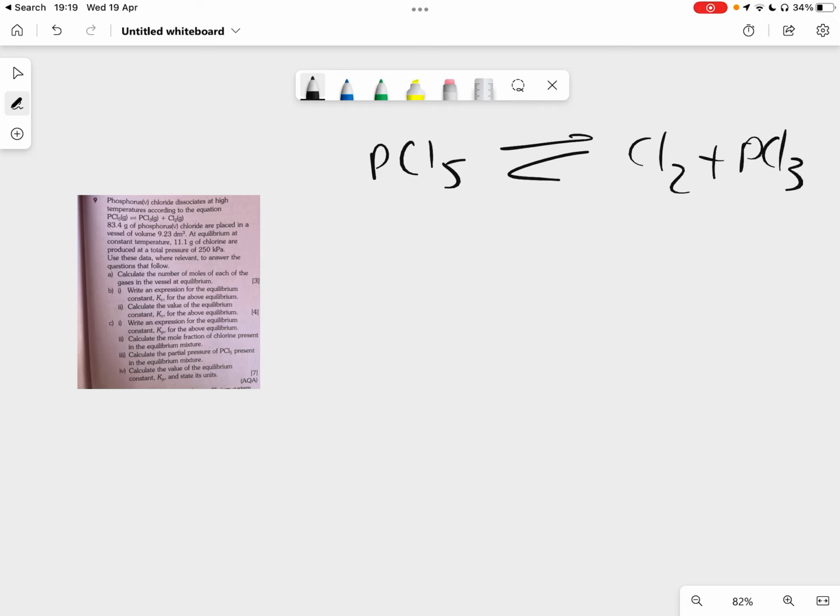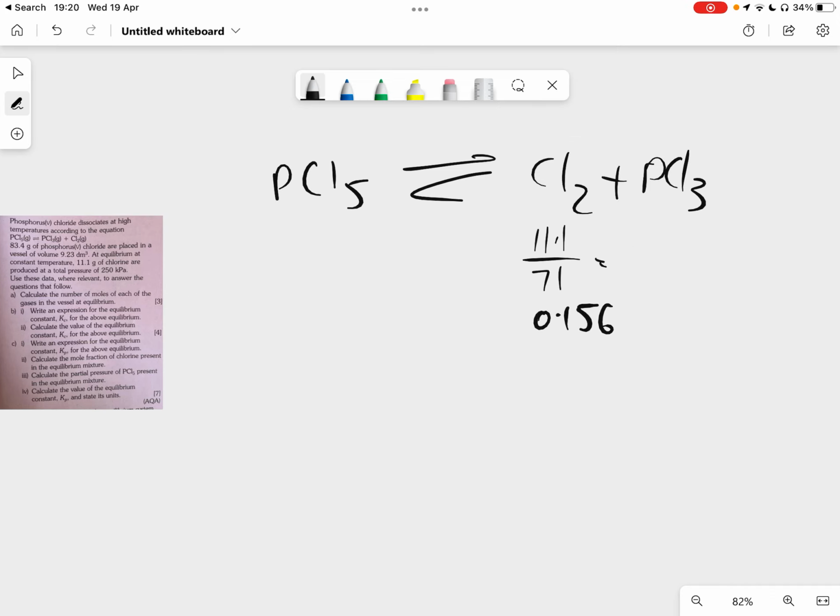Okay, so we're now told to calculate the number of moles of each of the gases present at equilibrium. So we'll start with chlorine, because we'll start with our products and then go over to reactants, is my way. We're told 11.1 over 71, because that's the molar mass, and this is going to equal 0.156. Now this is in a 1:1 ratio, so there must also be 0.156 moles of product PCl3.